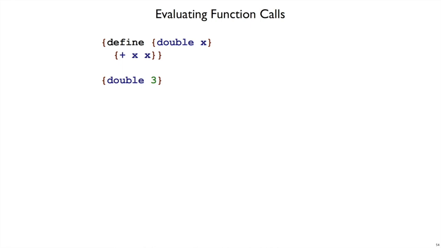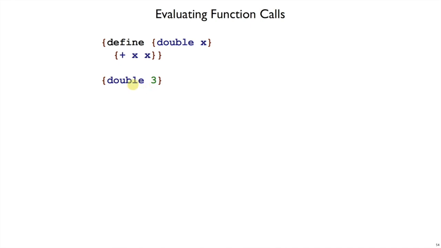Now that we've worked out the representation of functions and function calls, let's change our interpreter so that we can evaluate them. If we have a program that defines double, which takes x and adds x to x, and we call it with 3, then of course we get 6. But what is the process for getting 6?